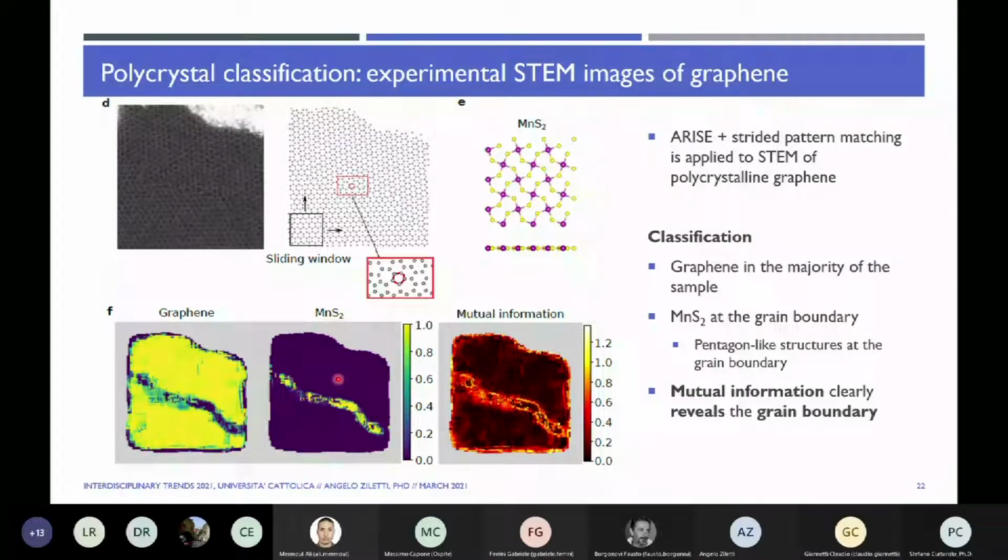And MoS2, I'm no expert, but it looks like this. And if you think about it, you want to rationalize a little bit. If you look here, there are kind of pentagon structures at the grain boundary. So that makes sense too, that MoS2 is actually predicted at the grain boundary. And most importantly, you see here that the mutual information is really higher at the grain boundary. So you are able to automatically detect the grain boundary, where from this picture, maybe you can see it, but it's much harder by naked eye.